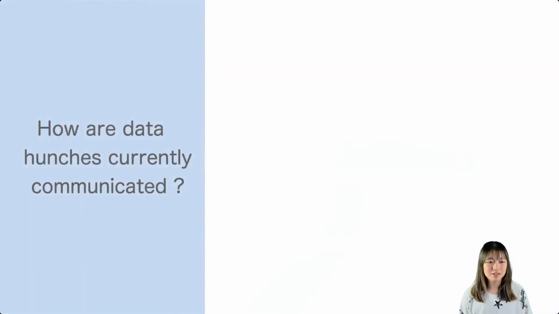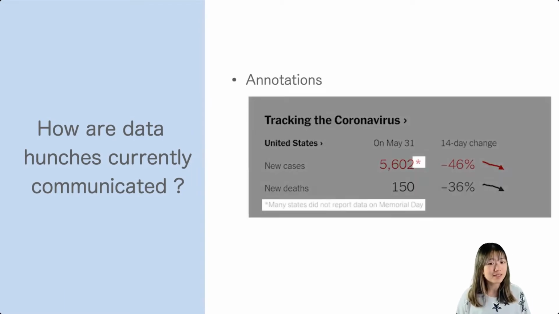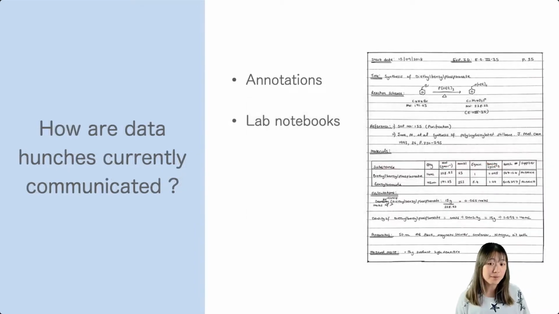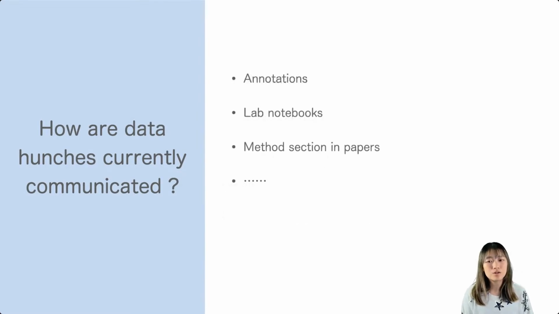How are data hunches currently communicated? We have annotations, such as the New York Times denoting that many states did not report data on Memorial Day. There are lab notebooks to record data caveats, which often get translated into the methods section in a paper to communicate these data caveats. Or we only verbally communicate them? Or do we just not even talk about them at all?